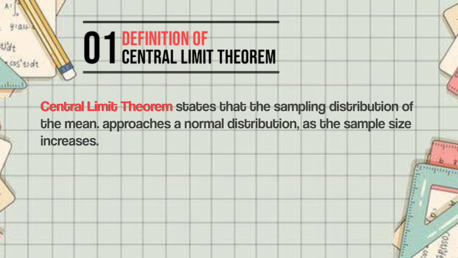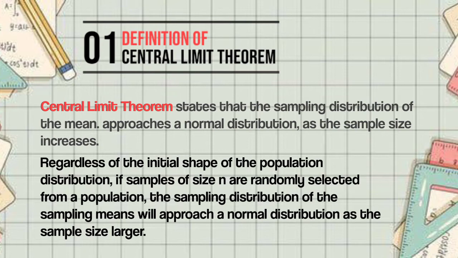So, on the first one, definition of central limit theorem. The central limit theorem states that the sampling distribution of the mean approaches a normal distribution as the sample size increases, regardless of the initial shape of the population distribution. If samples of size n are randomly selected from a population, the sampling distribution of the sample means will approach a normal distribution as the sample size gets larger.